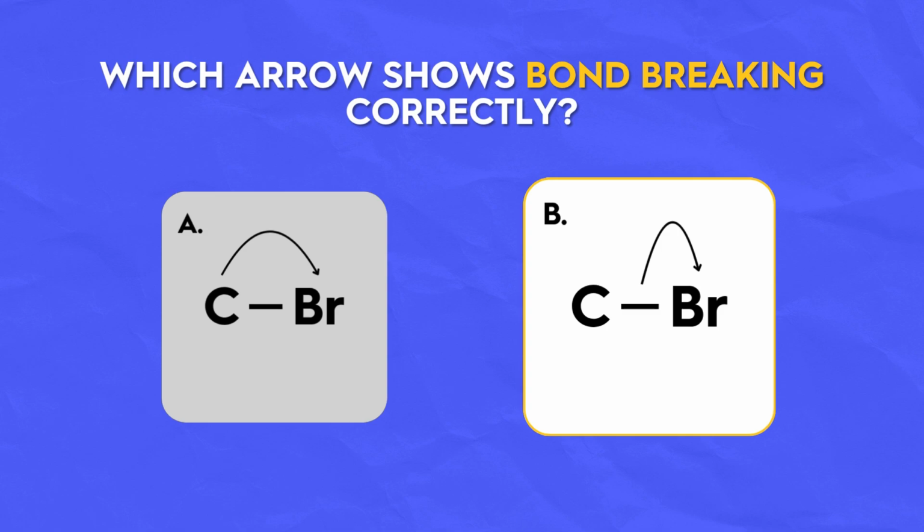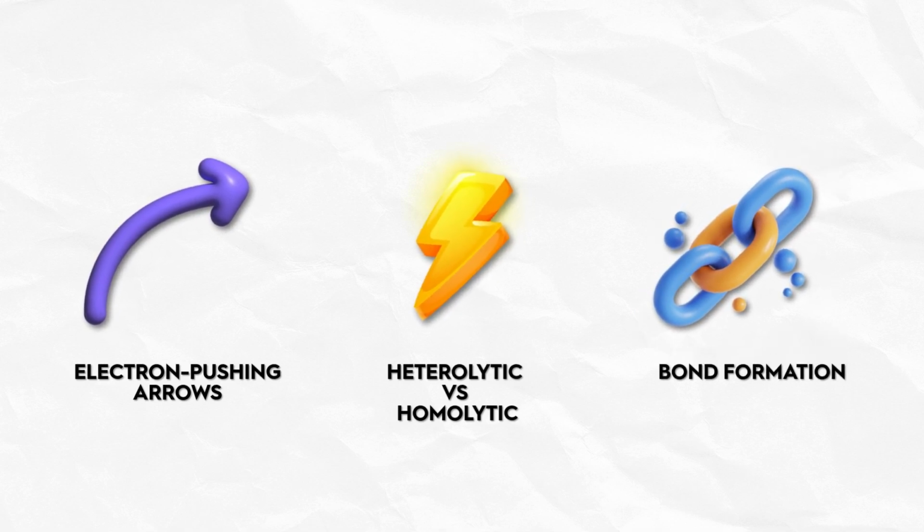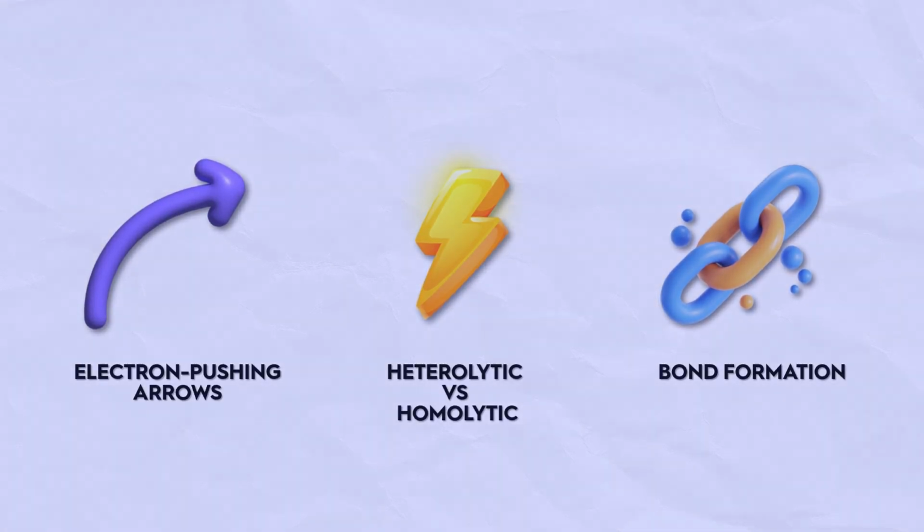They must start at electrons, like a bond or lone pair, and end where those electrons will reside. In this video, you'll learn the rules for electron-pushing arrows, the difference between heterolytic and homolytic cleavage, and how to show bond formation step by step, while avoiding the classic pitfalls.